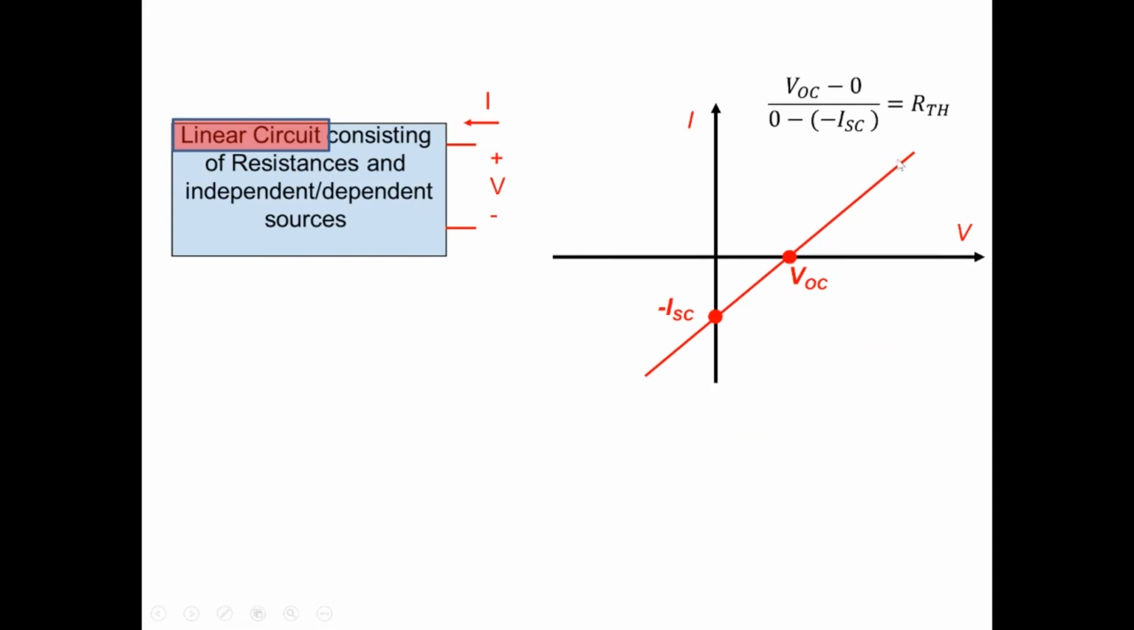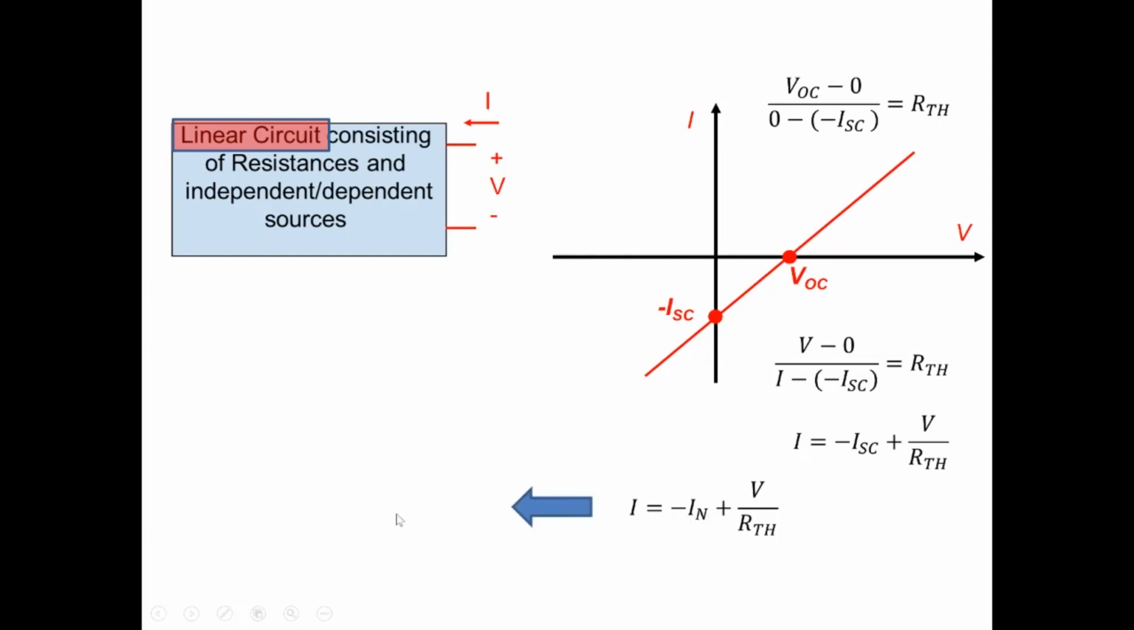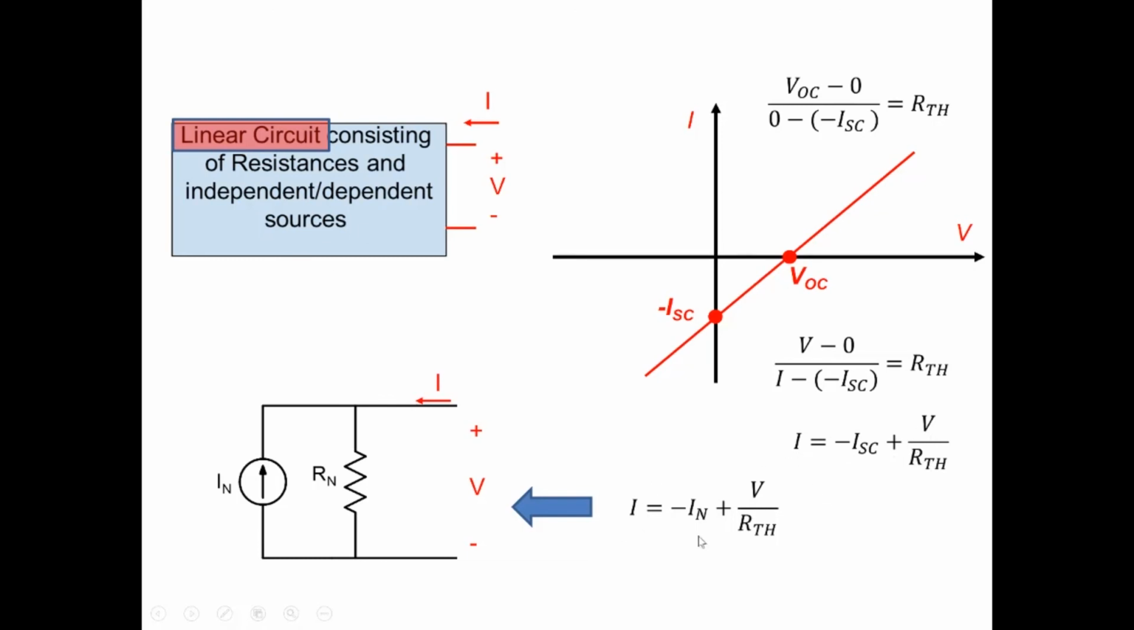We can also write the equation for this particular line by taking any voltage here and the other point here: (V minus 0) over (I minus ISC) equal to RTH. And we can write it as I equal to minus ISC plus V by RTH. And for the short circuit current, let's use some other symbol, equal to IN. Note that we can describe it in this form. So it's the same equation, the equation of the same straight line, same circuit, but rewritten in this particular form. And when you write it in this form, you can express it in a circuit like this, where RN is nothing but RTH.